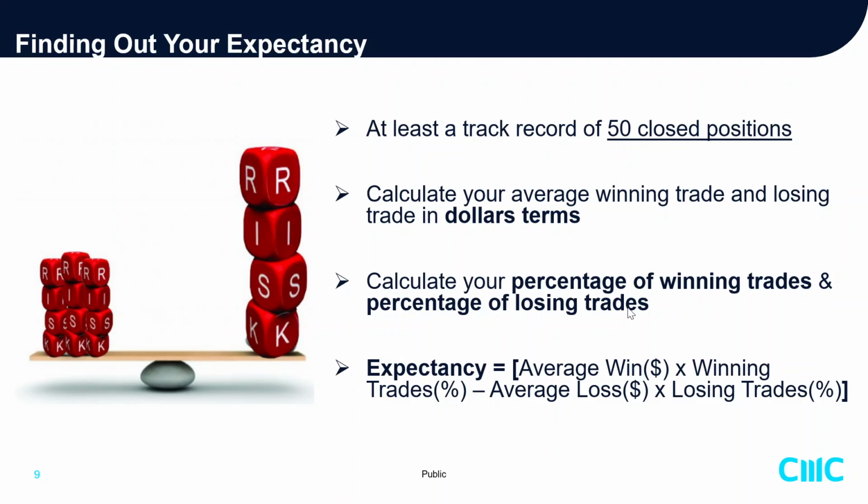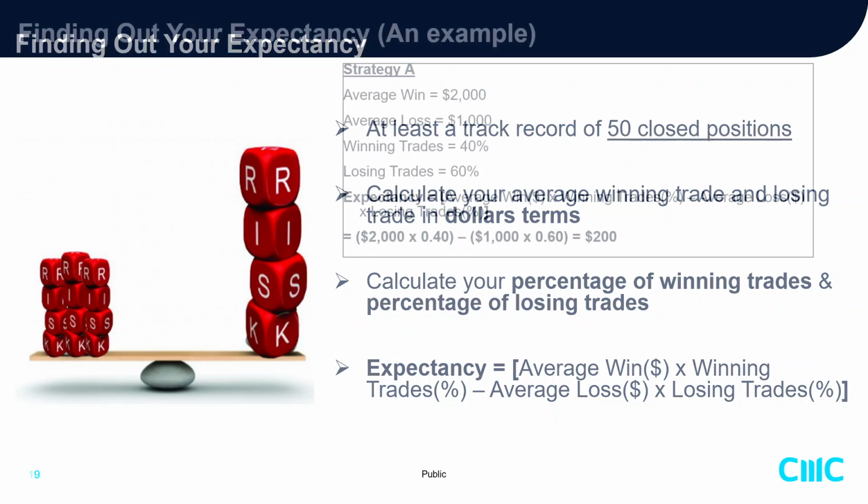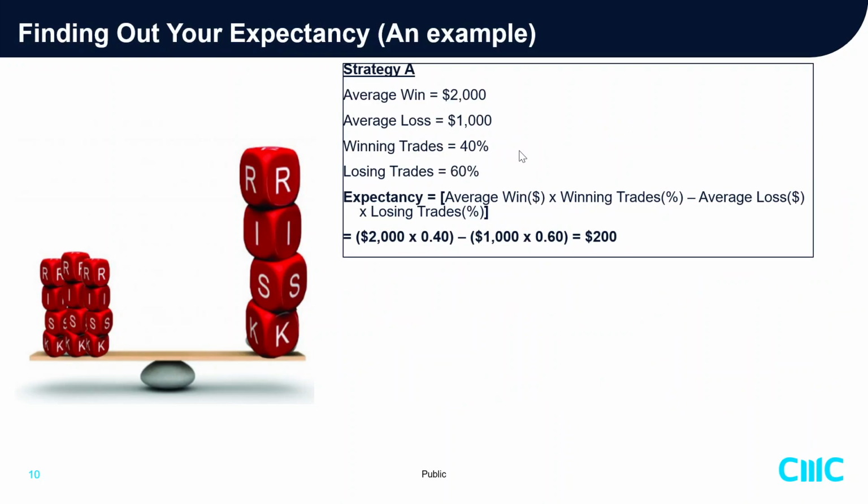All right. Expectancy is basically the formula of average win in dollar terms multiplied by your win rate, minus your average loss in dollar terms multiplied by your loss rate, which is the percentage of losing trades. Okay, so let's take a look at this strategy A over here.